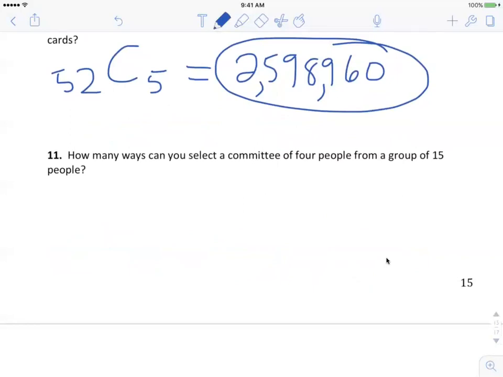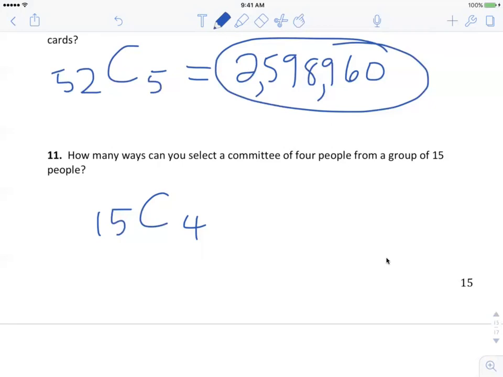Okay. How about, how many ways can you select a committee of 4 people? 15 people to choose from. 15 choose 4, right? Why aren't we using permutations here? What happened to permutations? Well, if you're just creating a committee of 4 people, it doesn't matter the order of those 4 people. They're just a group of 4. It doesn't matter how they're sitting. They're just 4 people meeting together, right? So order does not matter. Therefore, I want to use combinations.